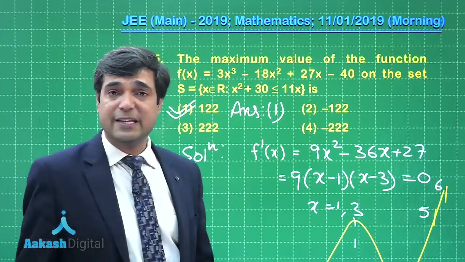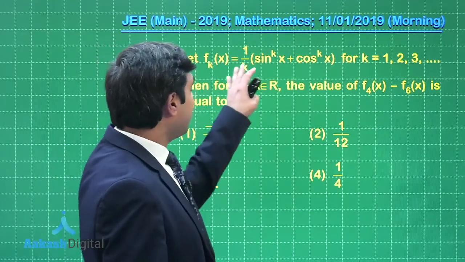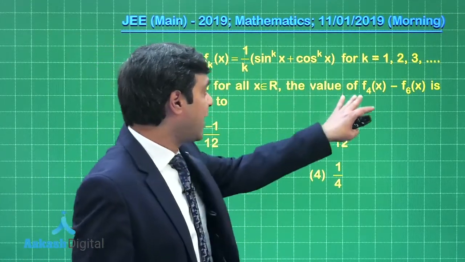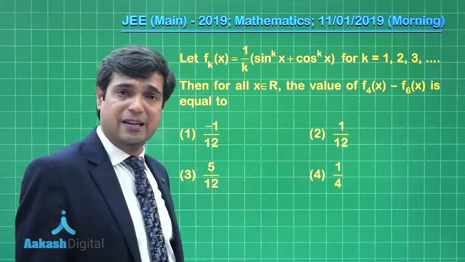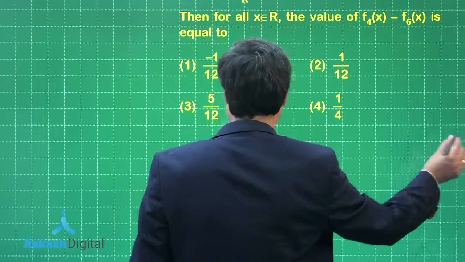Let us move on to the next question, that is question number 26. f_k(x) is given this one. We have to talk about f_4(x) − f_6(x), some simplification on trigonometry. Let us begin with it.